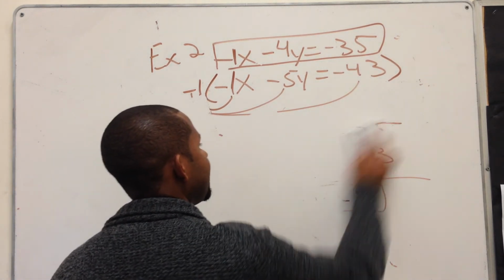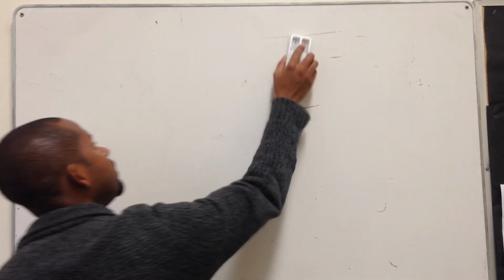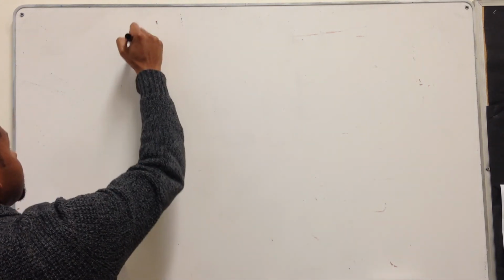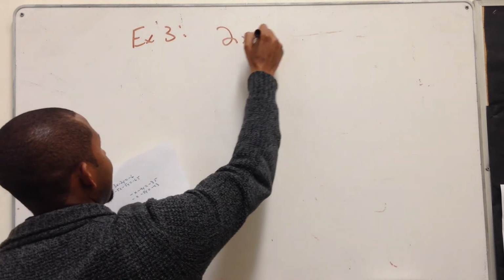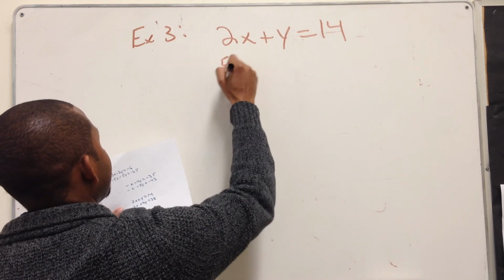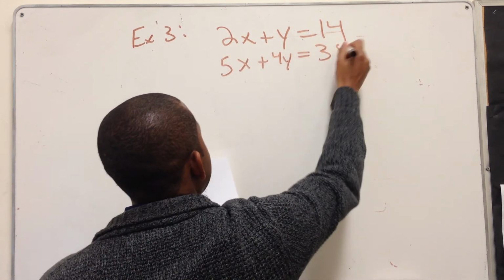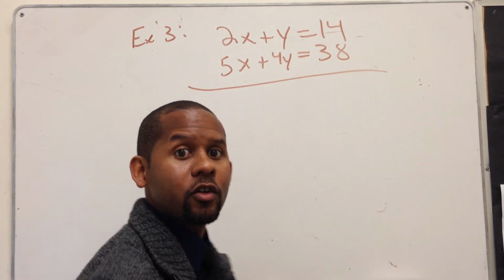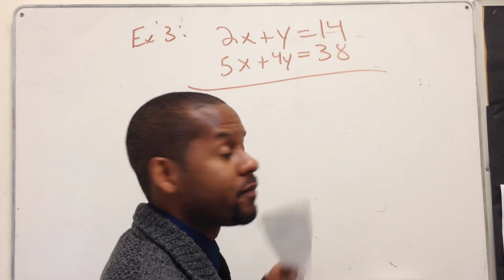Let's now do the last example. Example 3. It says 2x plus y equals 14 and 5x plus 4y equals 38. Okay? Go ahead and solve it. If you got it, try it. This is what I would do.